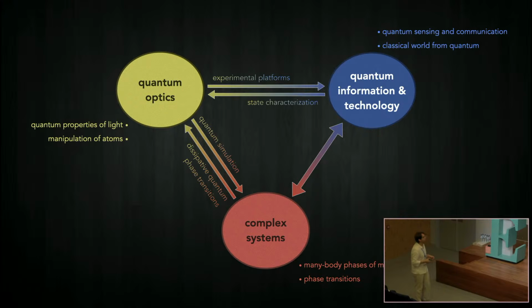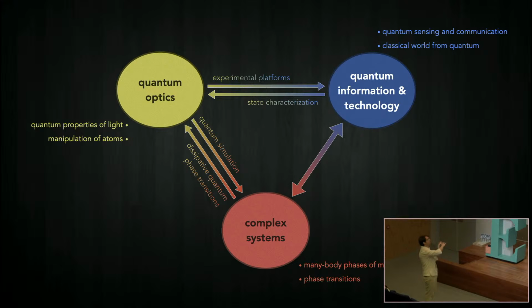So just to give you an idea of the type of things that we do in our group, here I have put some of the things that we work with in these topics. So related to quantum optics, we work on the quantum properties of light, so in particular generation of quantum states of light, and the manipulation of atoms, okay? For quantum information and quantum technology, if you go up, we have quantum sensing, communication, the transition from the classical world into the quantum realm or the other way around, okay?